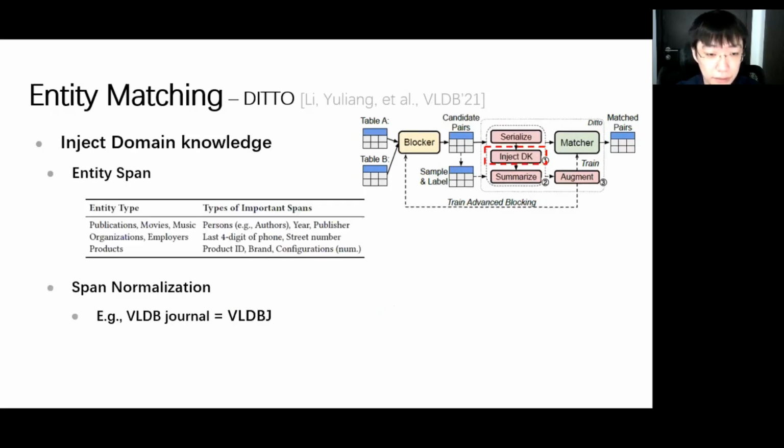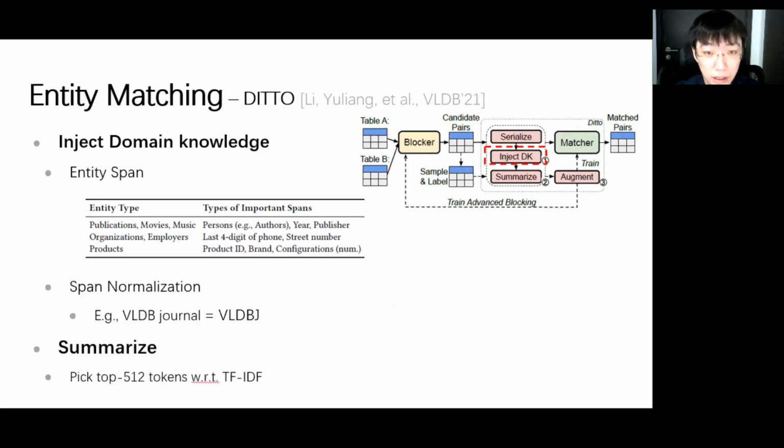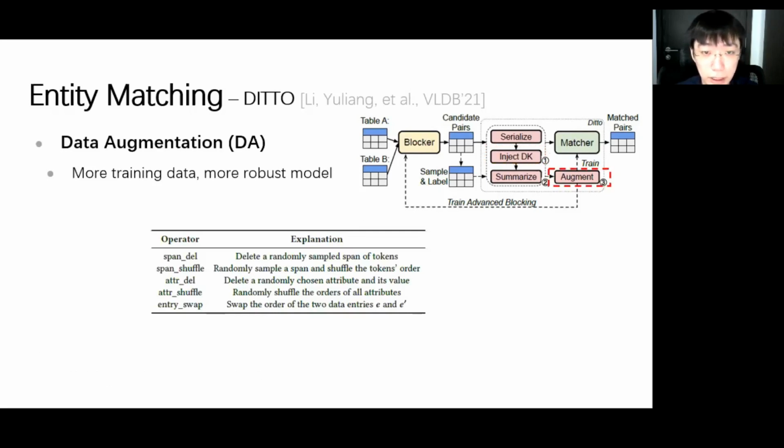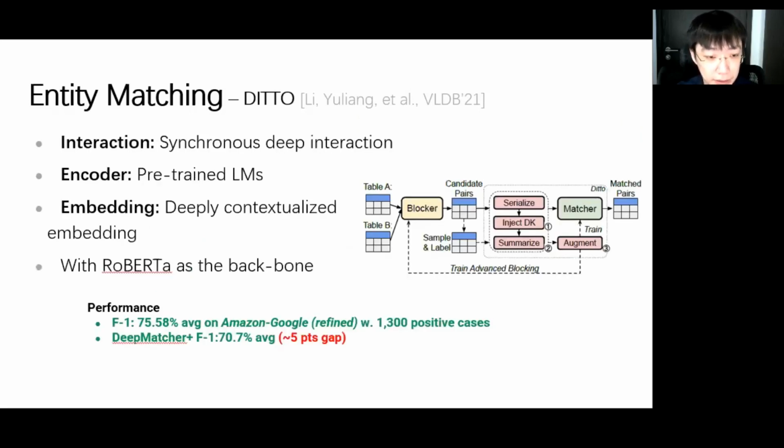The model also injects some domain knowledge, for example, the entity span and span normalization. As BERT has a length limit of 512, the model only picks the top 512 tokens according to TF-IDF. This model also uses some data augmentation tricks, such as randomly sampling some spans from the tokens and swapping the order of the two data entries to improve the robustness of the model. In experiments, DITTO used RoBERTa as the backbone, and the model achieves a 5-point performance improvement compared with the SOTA Magellan.